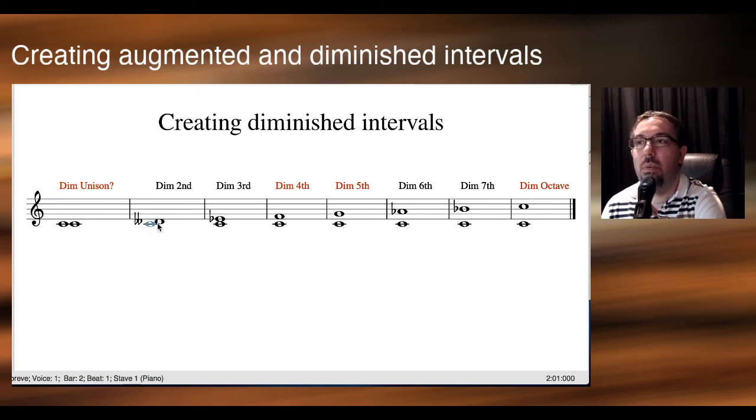Which is a little bit of a weird one because a D double flat is a C. So I'll leave that one with you just to contemplate for a bit. Next thing, we've got a diminished third, a minor third, so let's lower that down. So we can have a diminished third. Okay. Again, think about what that might mean.